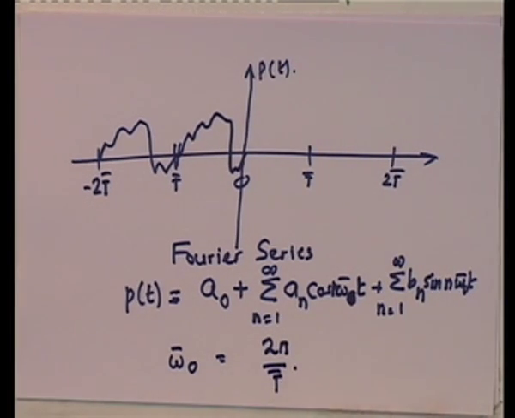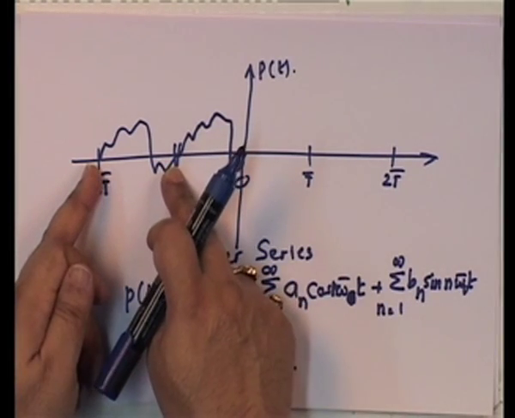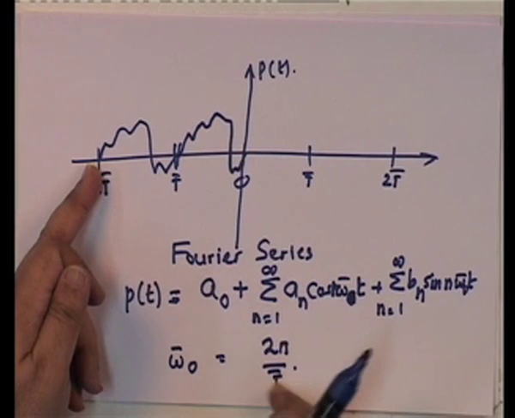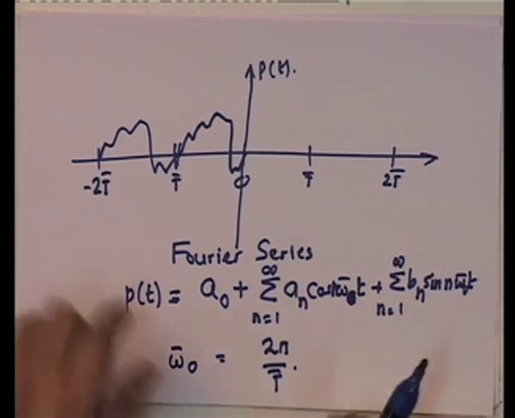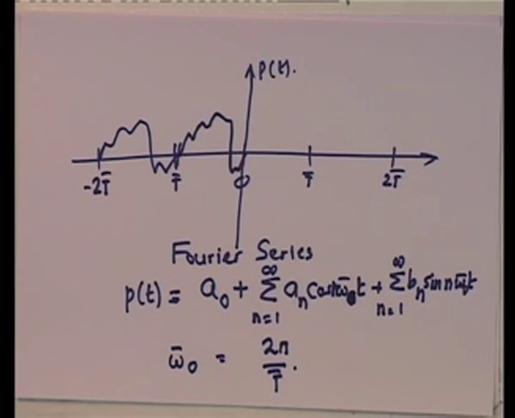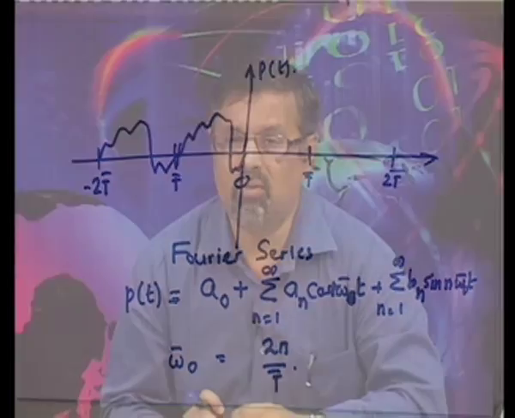So, omega bar 0, the lowest frequency, is 2 pi upon the time period. So if you look at it, what does this become? A periodic loading can be written as a summation, apart from a term which is A 0. I will come to what A 0 is.